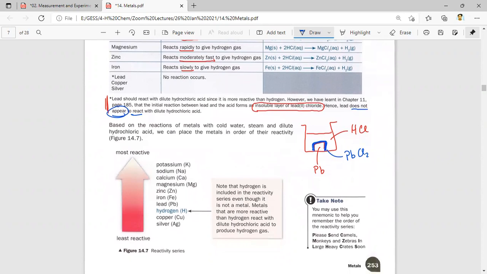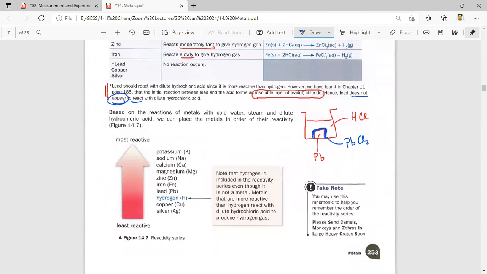So based on all the things that I've gone through so far, this is actually the reactivity series. Do take note, they put one star here. Note that hydrogen is included in the series even though it's not a metal. So this is the series that you must remember.